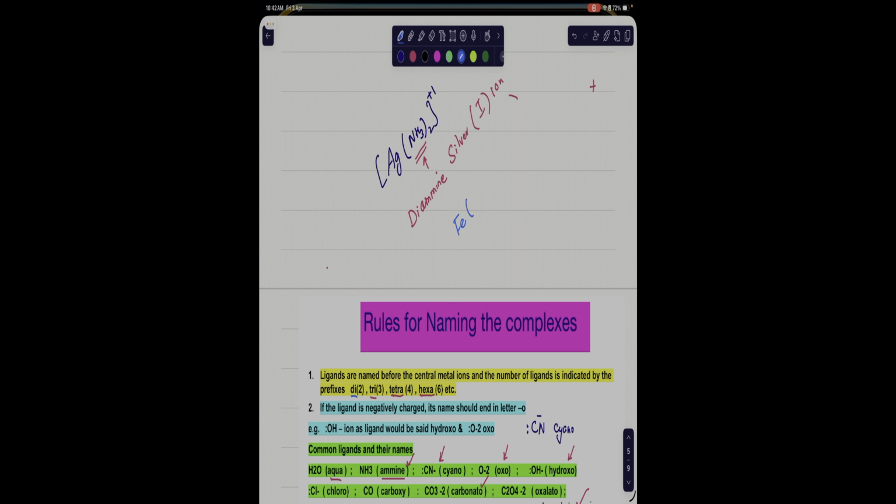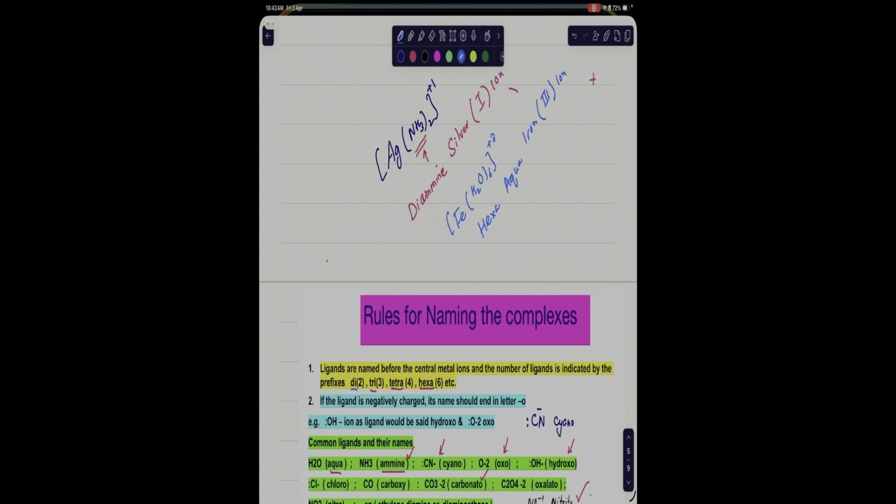For example, if I have Fe(H2O)6 with +3 on the top. This complex is going to be said, because there are 6 water ligands, we have to say hexaaqua iron, and the oxidation number of iron over here is +3, so I have to say iron(III) ion. So this complex ion will be said hexaaquairon(III) ion. We always have to remember, whenever you are naming a complex, we say the name of the ligand first and then the metal name, and the number of ligands should be indicated by prefixes like di, and for this one we are using hexa.